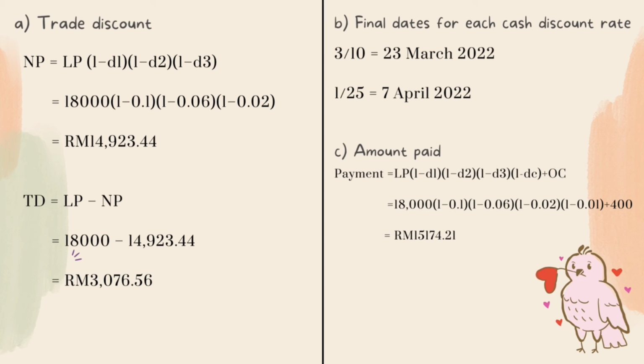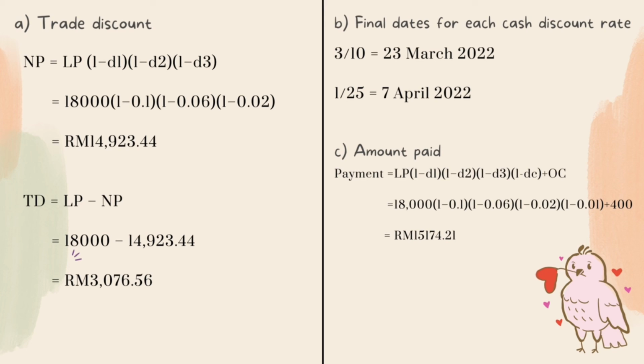B, determine the final dates for each cash discount rate. For 3/10, the answer is 23 March 2022. For 1/25, the answer is 7 April 2022. C, calculate the amount paid to settle the invoice if payment was made on 20 April 2022.